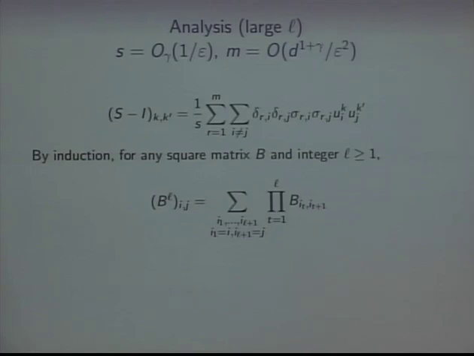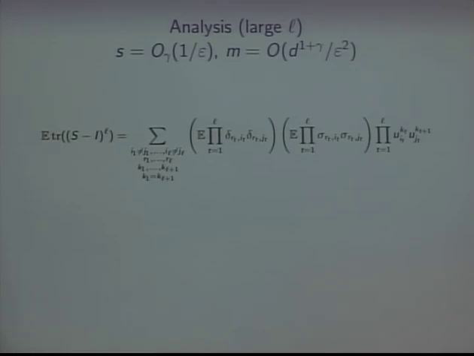So first of all, whenever you have a square matrix and raise it to the nth power, what's its ijth entry? By induction, you can prove it's this. You sum over all paths going from i to j of some product of entries of the matrix. And the trace is the case where you're going from i to i. So it's the sum over all cycles, where the last thing is equal to the first. So what's our matrix B? It's S minus I. So you just write it down. Okay, it's a big thing, but the point is you can write it down explicitly.